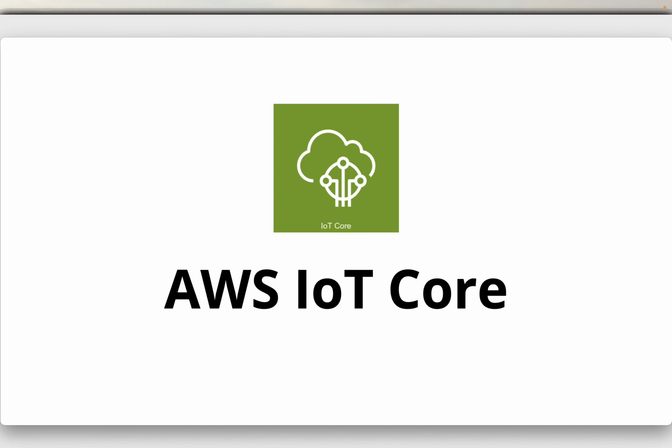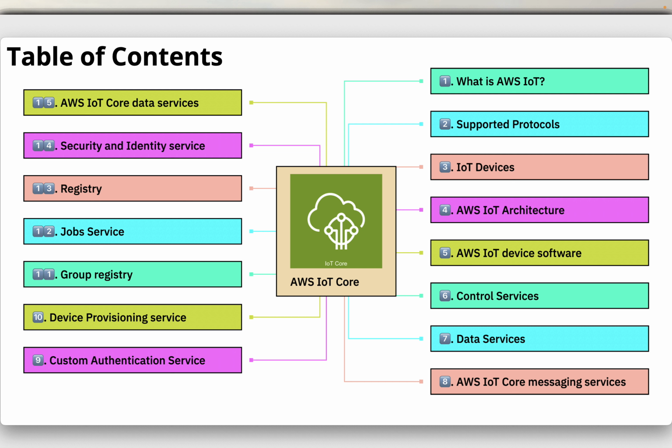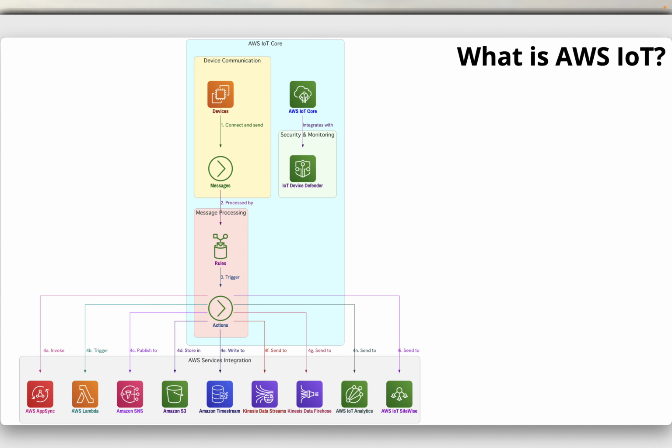Hello everyone and welcome to the lecture on AWS Internet of Things IoT Core. So this lecture will contain all these topics. What is AWS IoT? Supported protocols, IoT devices, AWS IoT architecture, AWS IoT device software, control services, data services, AWS IoT core messaging services, custom authentication service, device provisioning service, group registry, job service, registry, security and identity service, AWS IoT core data services. So what is AWS IoT?